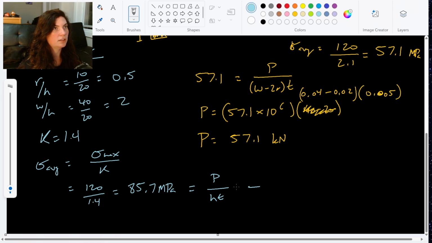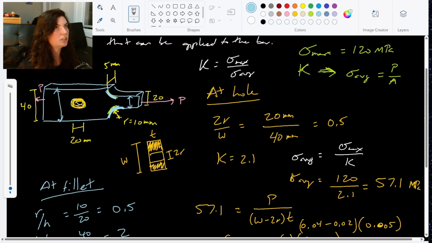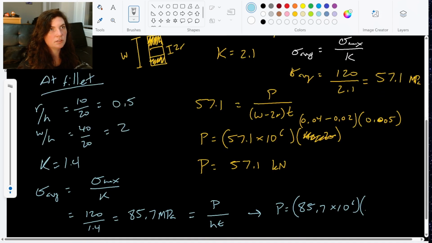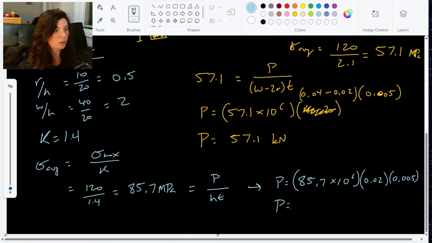So that's going to equal my P over HT. That gives me that P equals 85.7 times 10 to the 6th to get it into pascals, and then H times T, my height was 20 and my thickness is 5 millimeters. So 0.02 times 0.005 to get those in meters. And that gives me that the loading I could have for this one, very simple math again, is 85.7 kilonewtons.